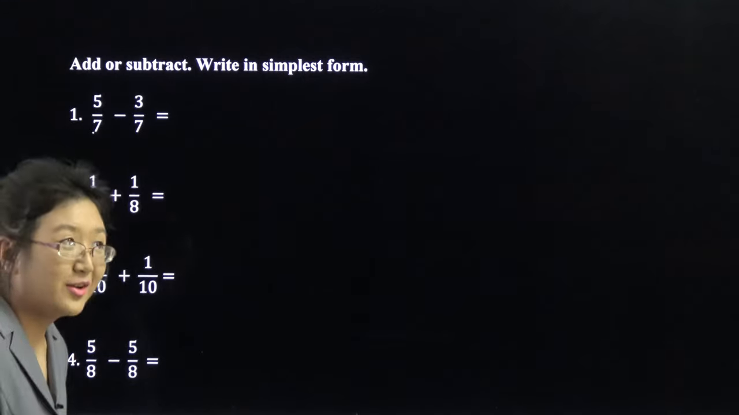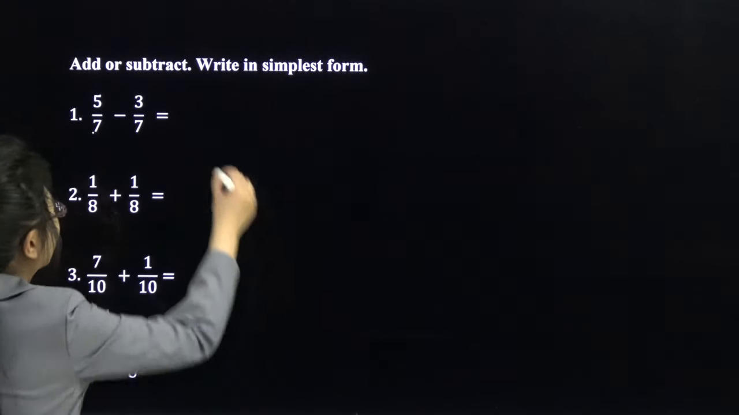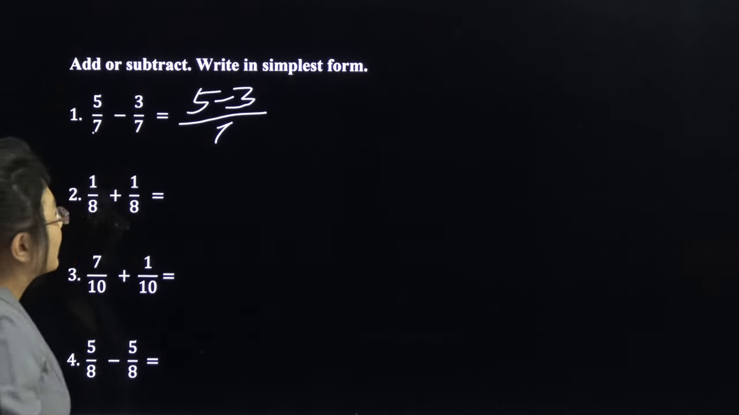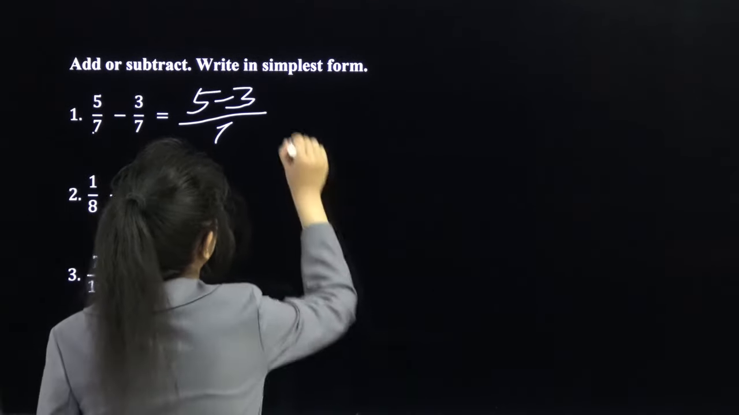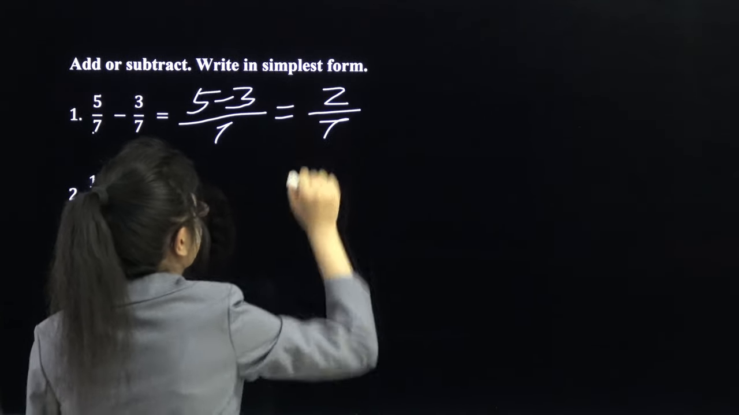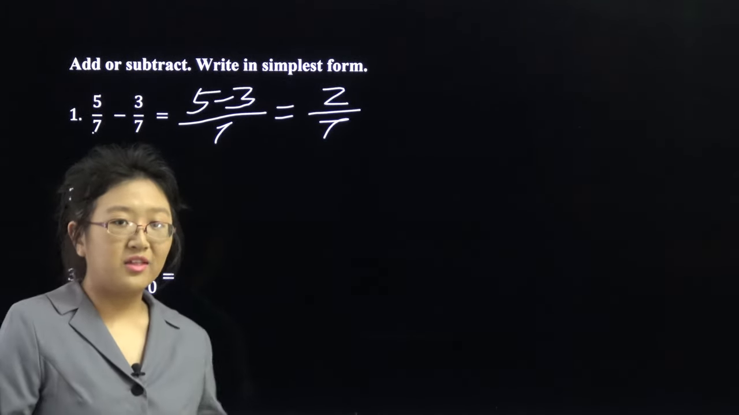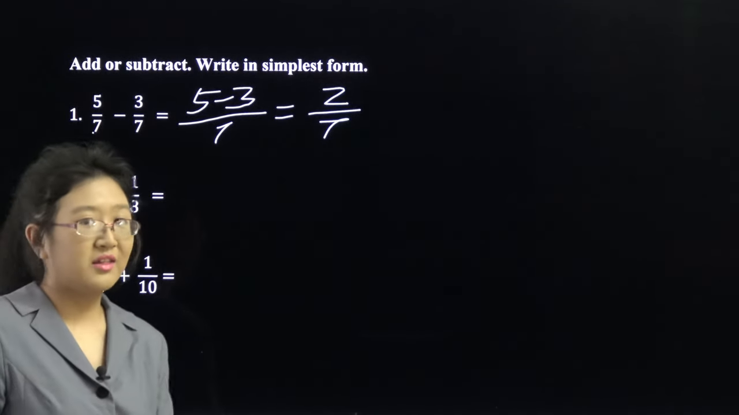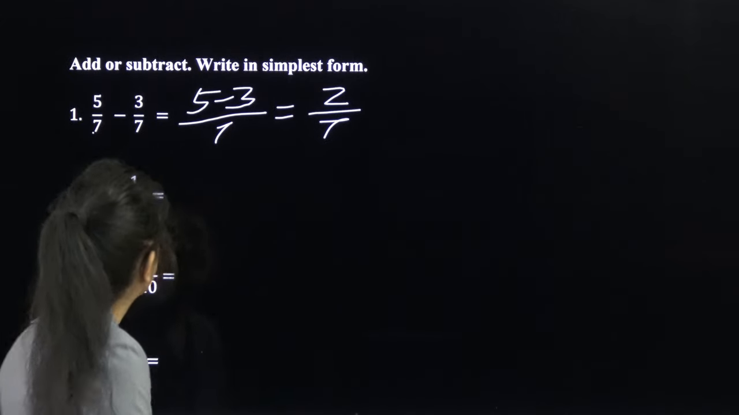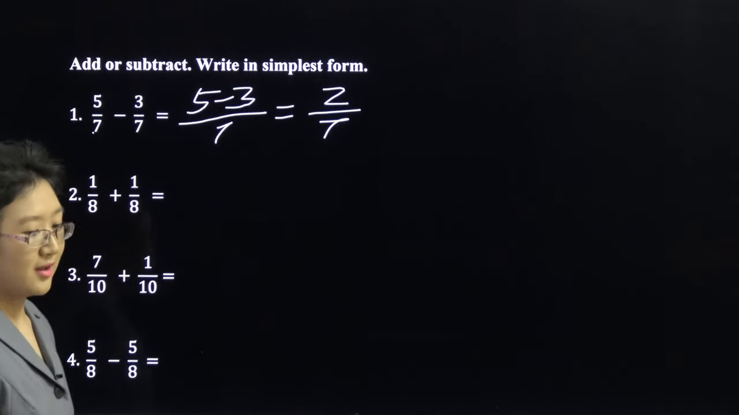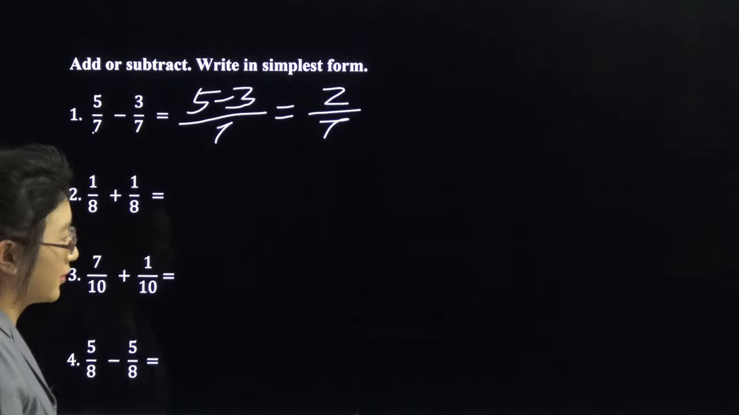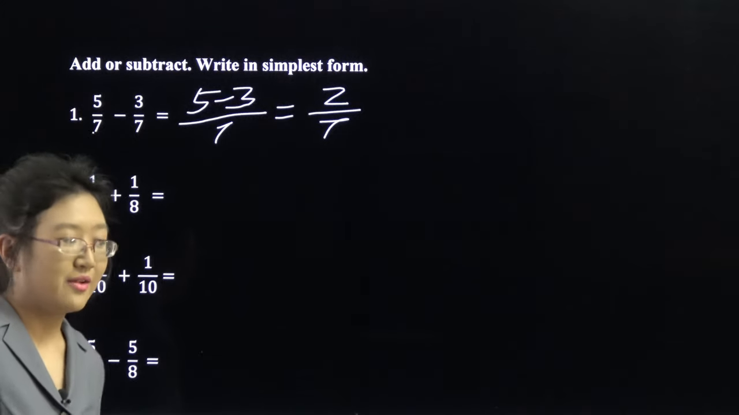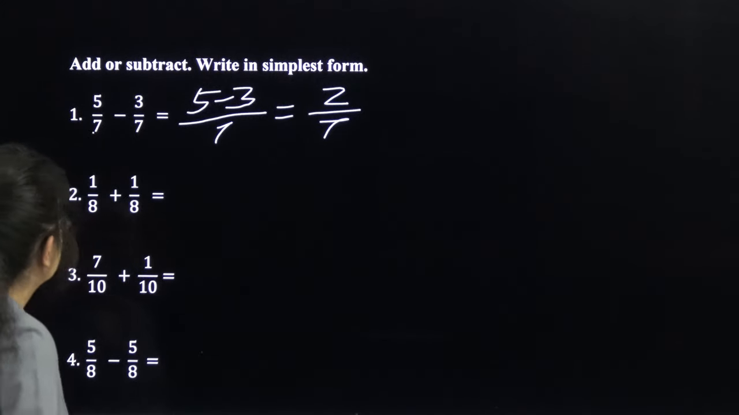Well, we subtract the numerators. 5 minus 3 over 7, and we use the old denominator. Equals 2 over 7. And we can't simplify 2 over 7 because the greatest common factor between 2 and 7 is already just 1. And when you simplify something, it means that after you simplify it, the greatest common factor between the numerator and the denominator is 1, in case you forgot from a few chapters back.